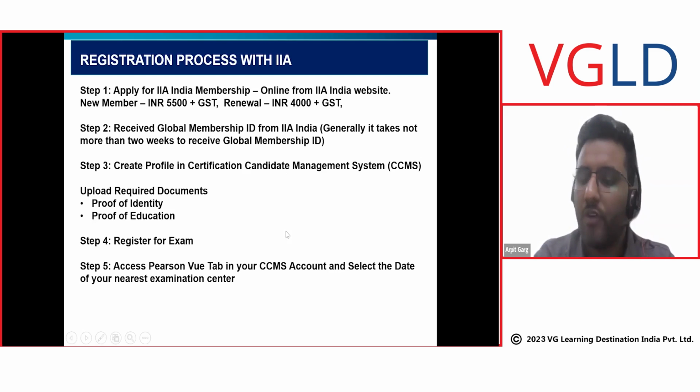Okay, so all of it you manage through your CCMS account. You update your profile, you register for the exam, make the fee payment for your respective examination, and then select the date, all through the CCMS account.